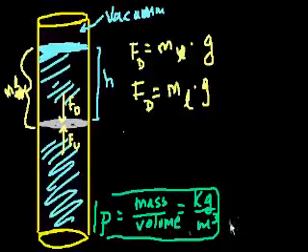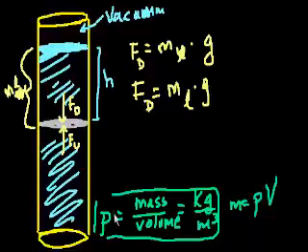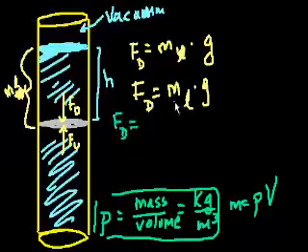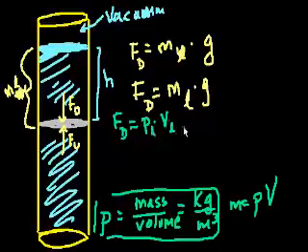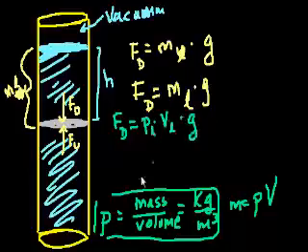Density is equal to mass divided by volume, so we could also say that mass is equal to density times volume, right? I just multiply both sides of this equation times volume. So in this situation, the force down is equal to, let's substitute this with this. The mass of the liquid is equal to the density of the liquid times the volume of the liquid. I could get rid of these L's, times gravity.